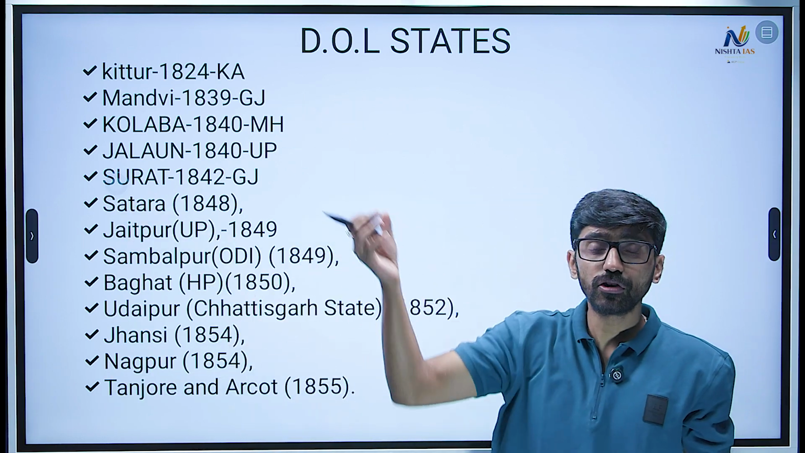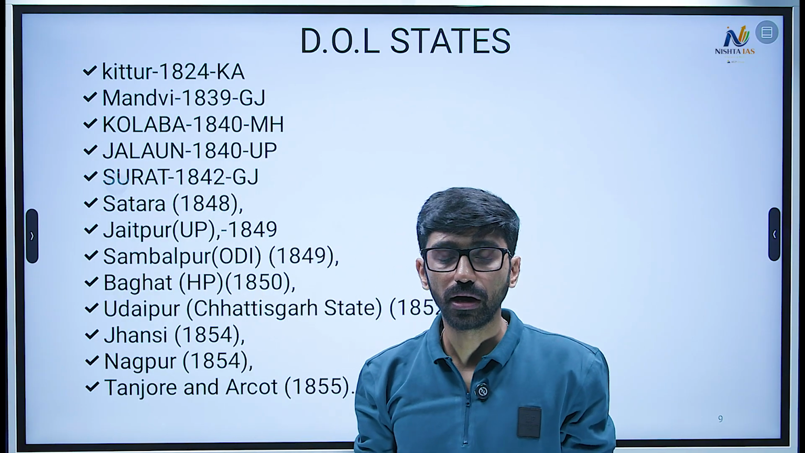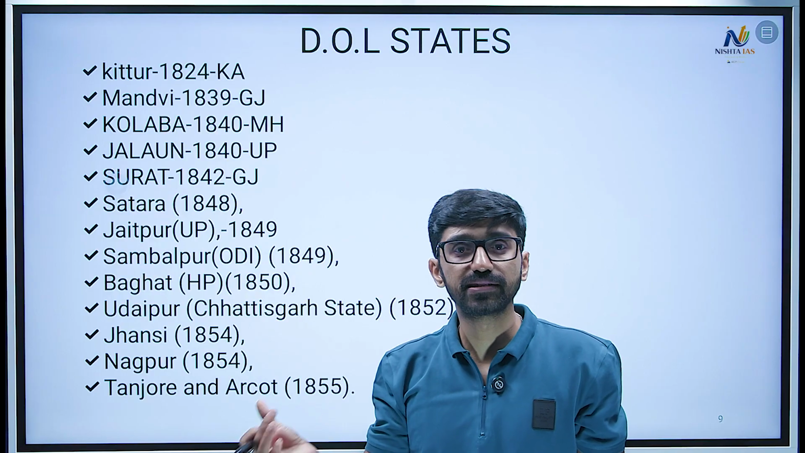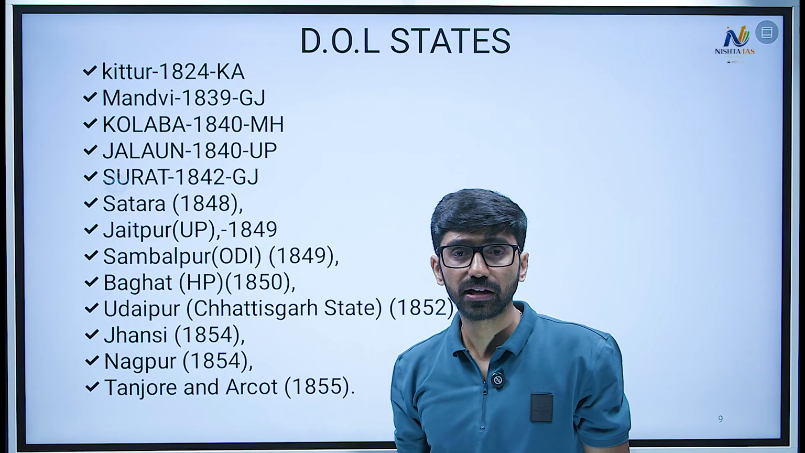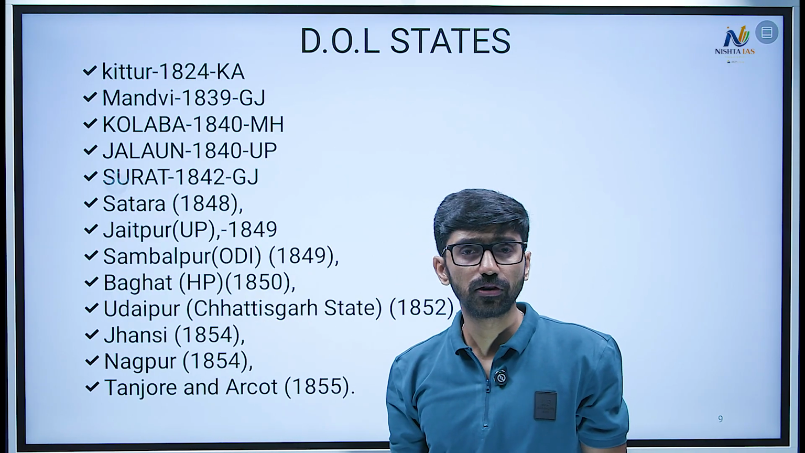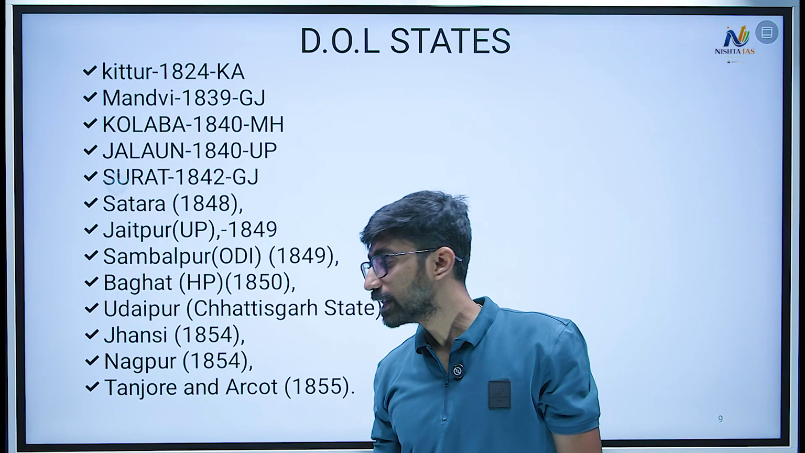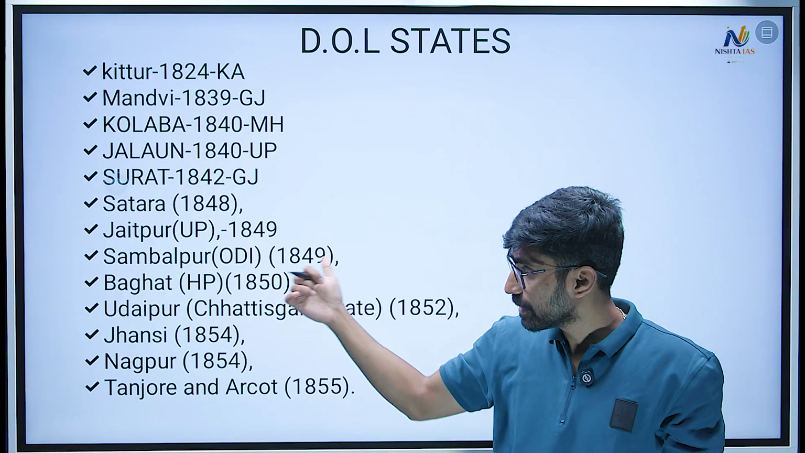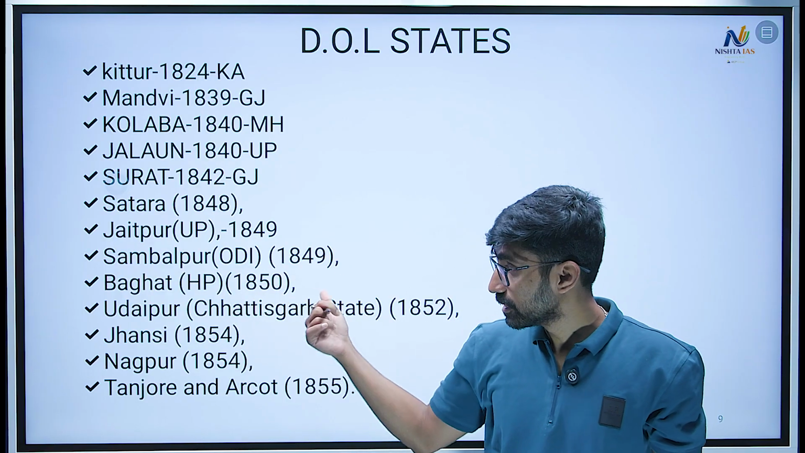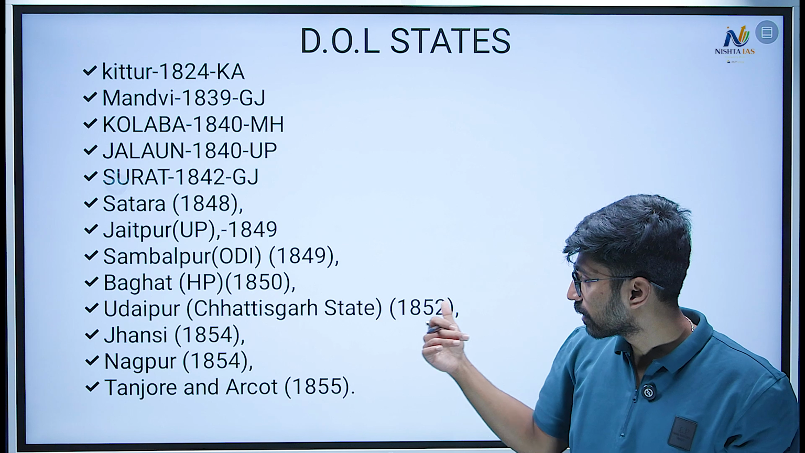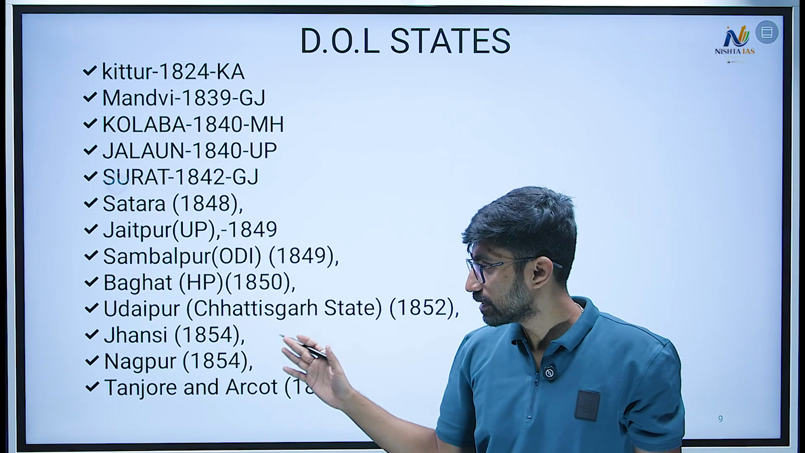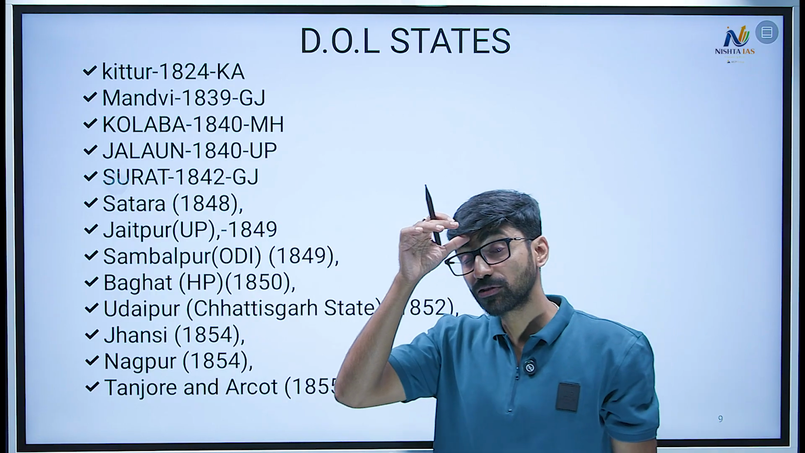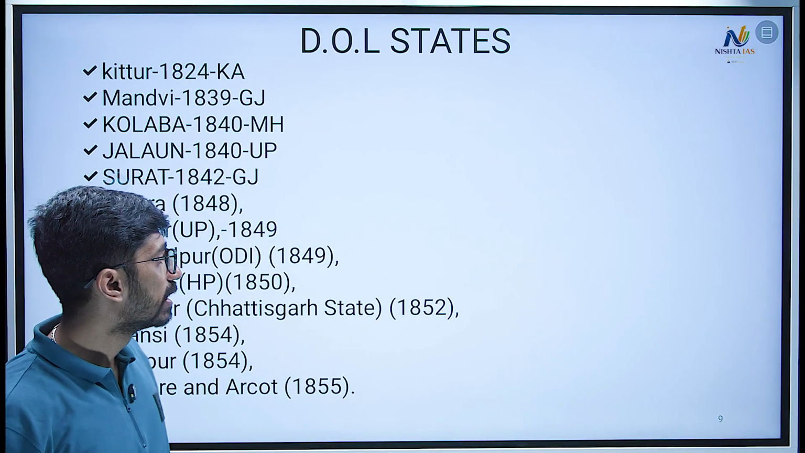Even before Dalhousie, this doctrine was already being applied, but Dalhousie made it very systematic. That is how this doctrine became quite controversial during that point of time, and it directly led to the 1857 revolt too. Satara in 1848, Jaitpur in UP 1849, Sambalpur in Odisha 1849, Baghat in Himachal Pradesh 1850, Udaipur, a Chhattisgarh state, don't get confused, 1852. Jhansi, one of the famous ones, 1854. Nagpur in 1854. Then Tanjore and Arcot in 1855. So these are the states affected by the doctrine of lapse.